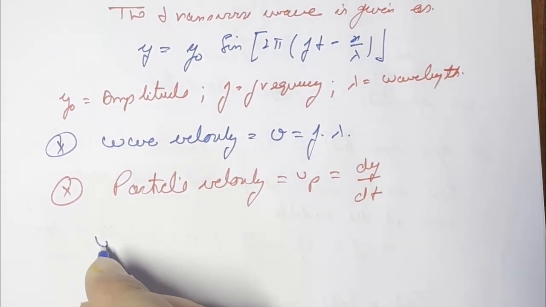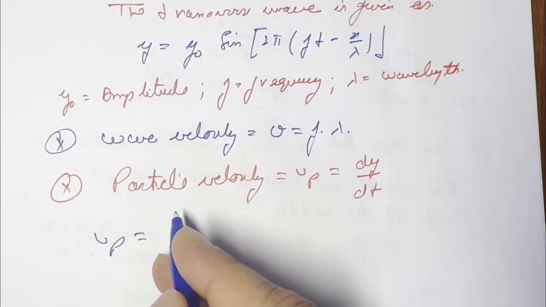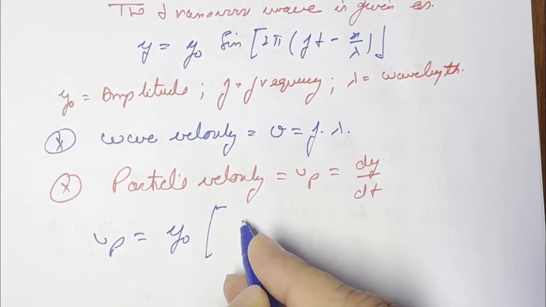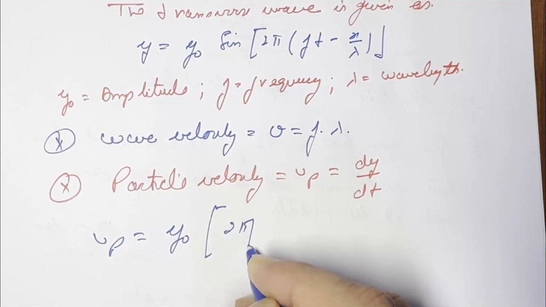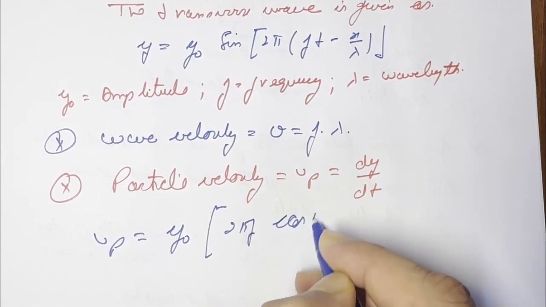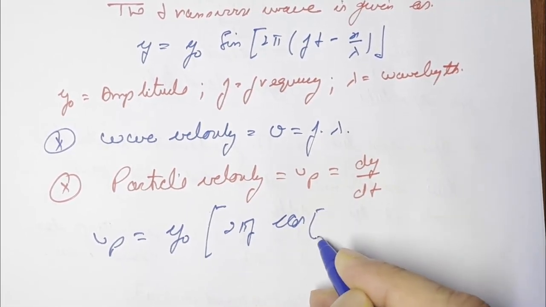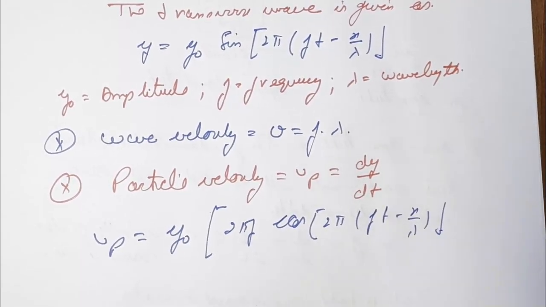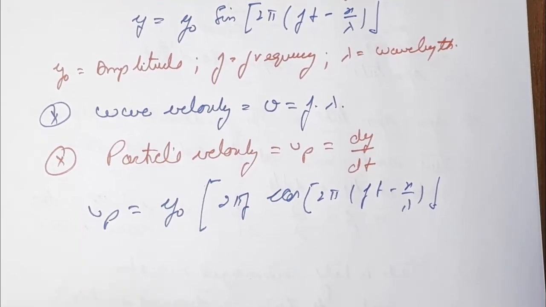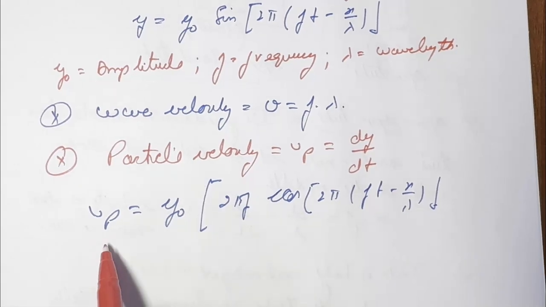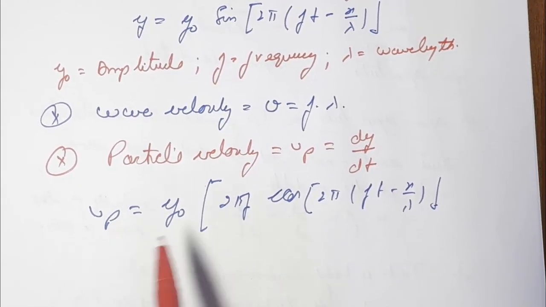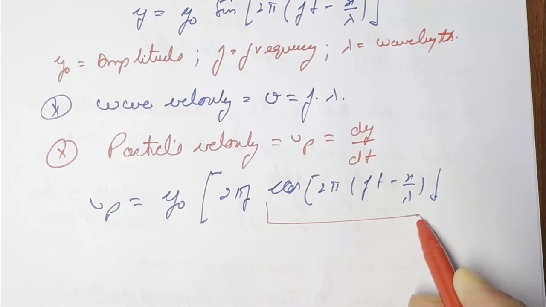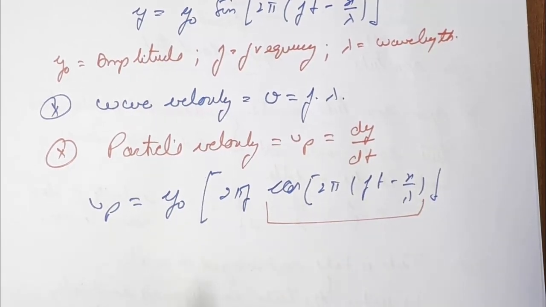So we get Vp is equal to y naught times 2 pi f cos of 2 pi (ft minus x upon lambda). And we are given the maximum particle velocity. It means we have to find the condition when this particle velocity Vp will be maximum, and that is possible when this cosine function has a value equal to 1.